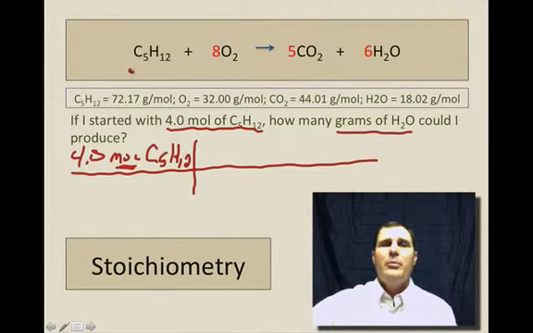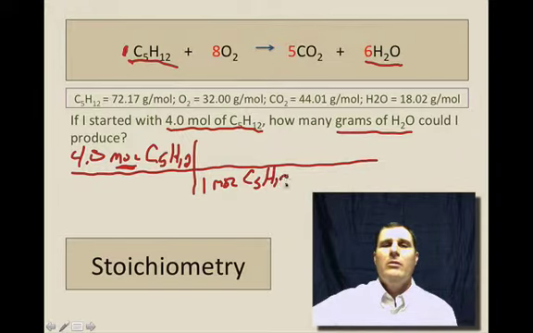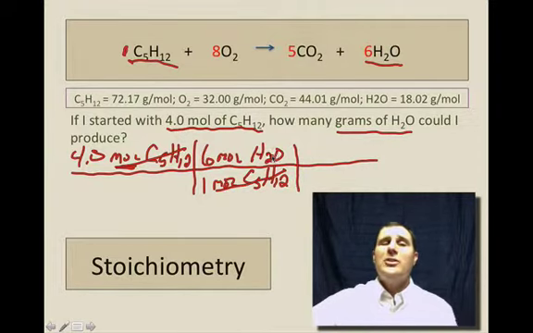So I'm trying to get from pentane, which remember is a 1, to water, which is a 6. I want pentane on the bottom, so 1 mole of C5H12 is equal to 6 moles of water. Perfect. Moles of pentane goes away, and now I'm in moles of water. But I look, it doesn't want grams of water. Well, if you guys remember, molar mass doesn't change substance, but it changes it from moles to grams or grams to moles, which is what I need to do.